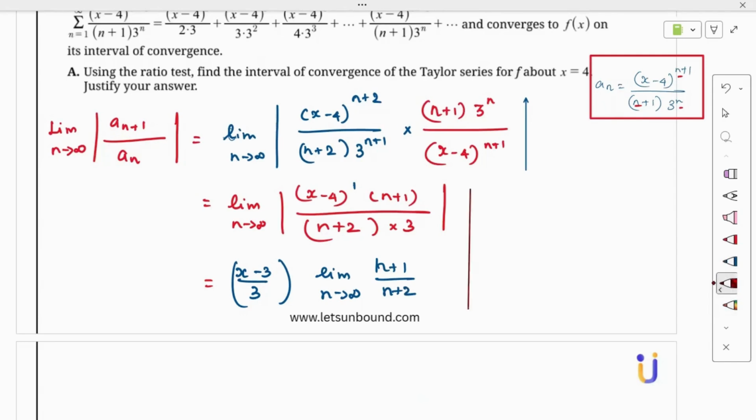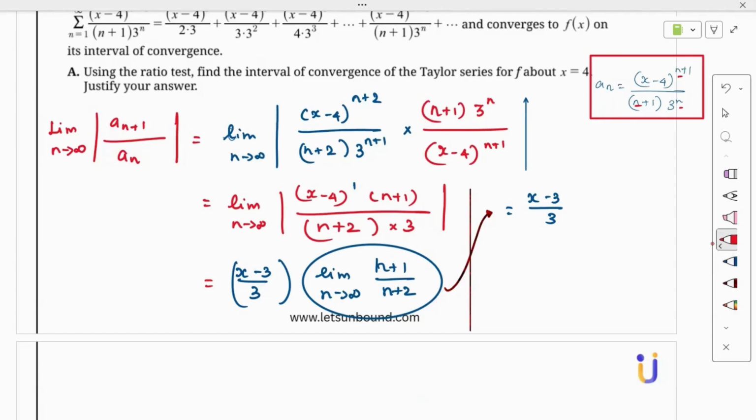Okay, so now let me continue here. When you apply n tends to infinity, infinity plus 1, a very big number, add 1, a very big number, add 2, so they're almost closer to 1. So this will be 1 when you apply, right? So x minus 4 by 3 will be your answer. So when you apply limit n tends to infinity, the ratio part a(n plus 1) by a(n), you got this.